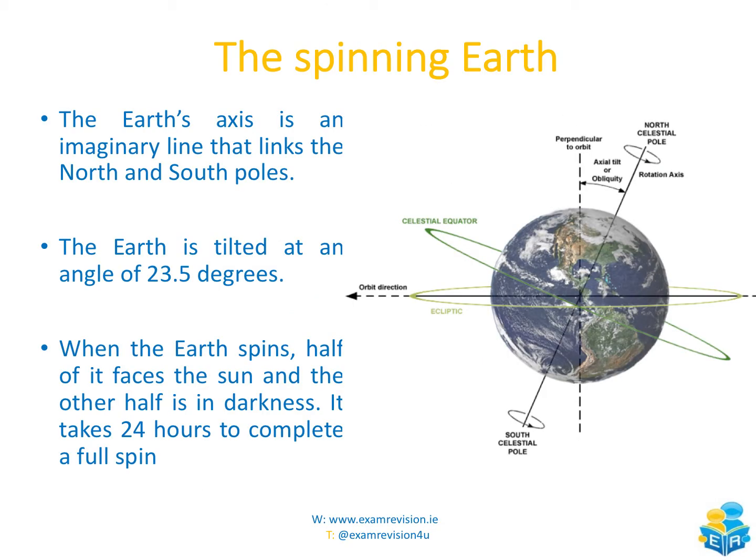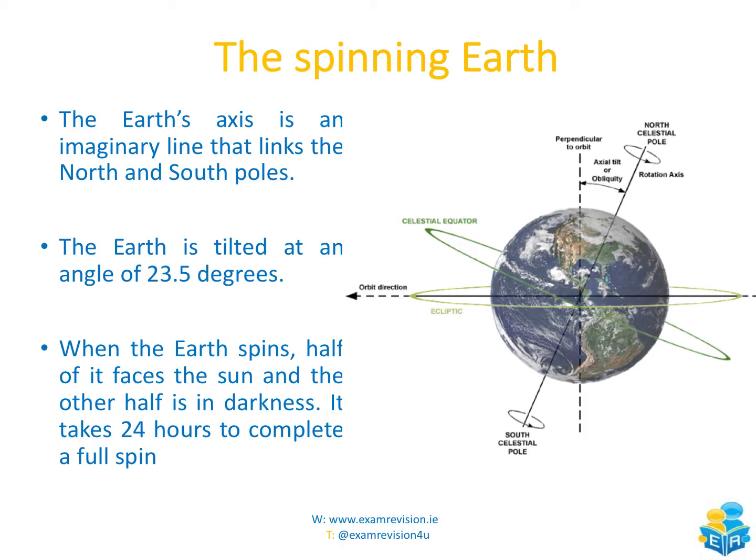And for the next couple of minutes, we're going to focus in on the Earth, and more specifically, the Earth's tilt and how this is responsible for the seasons which occur on Earth. So the Earth's axis is an imaginary line that links the North Pole up here and the South Pole down here. So there isn't actually a physical line or a physical pole that goes through the whole of the Earth. It's just an imaginary line linking the North Pole and the South Pole.